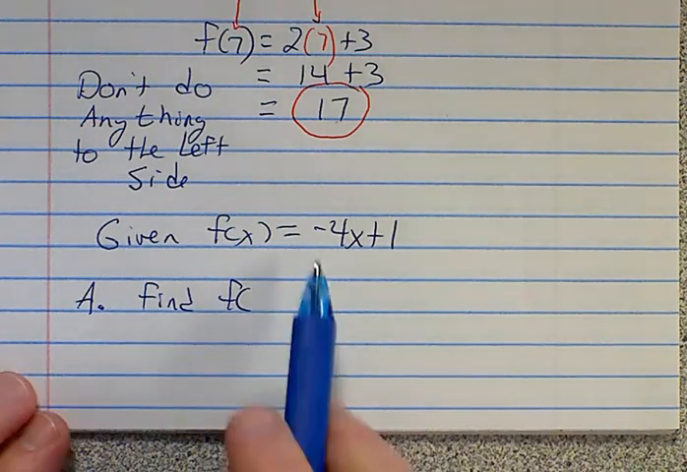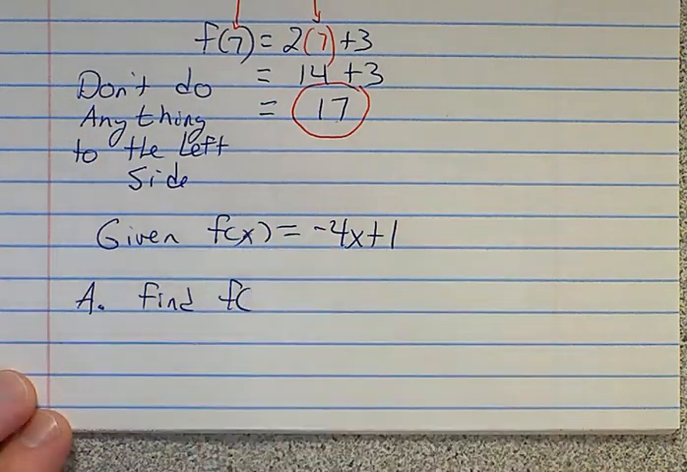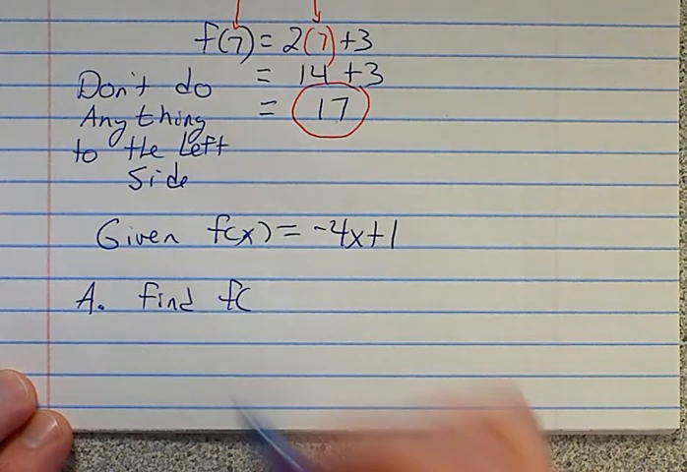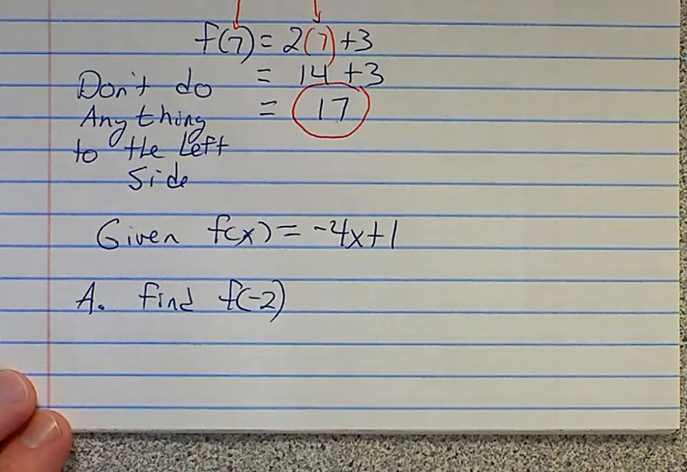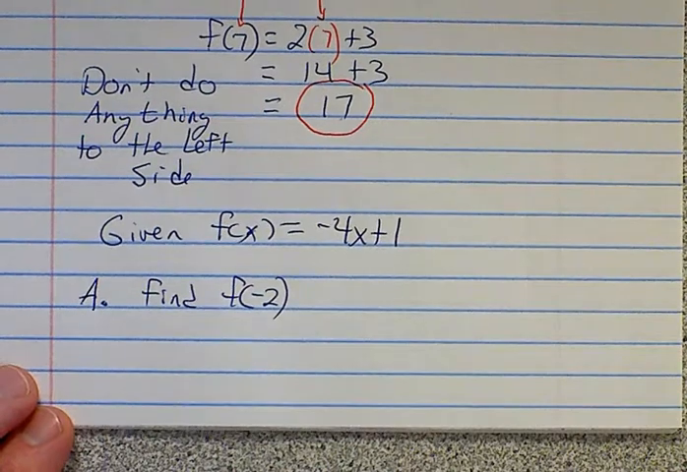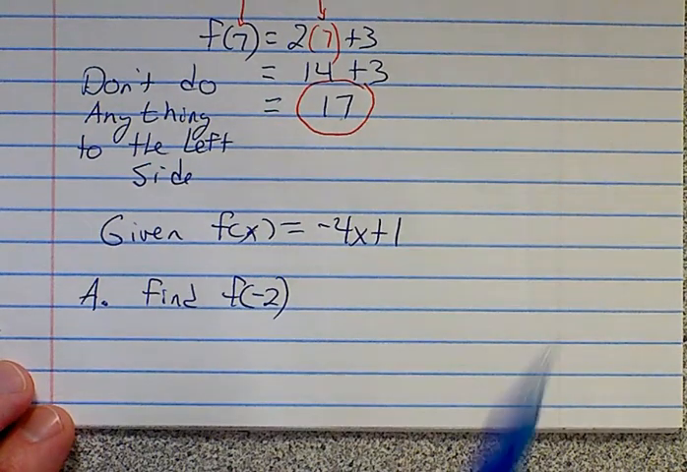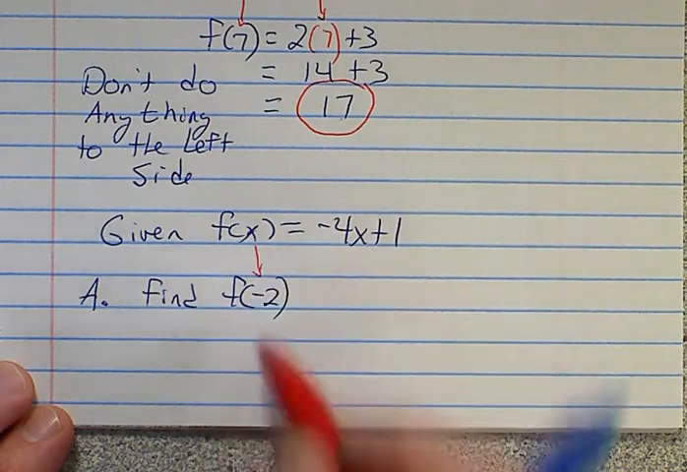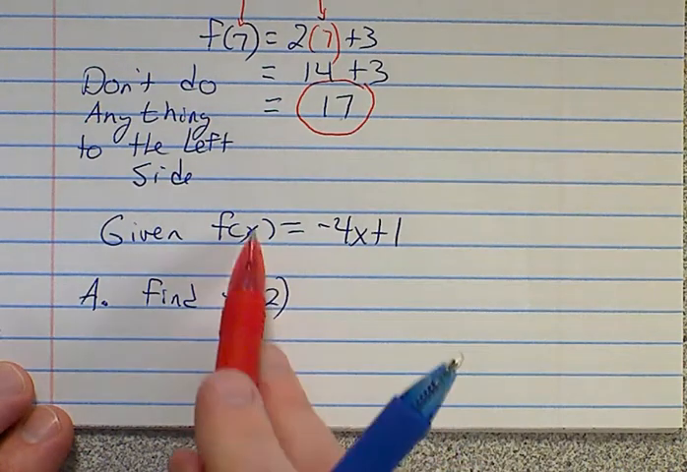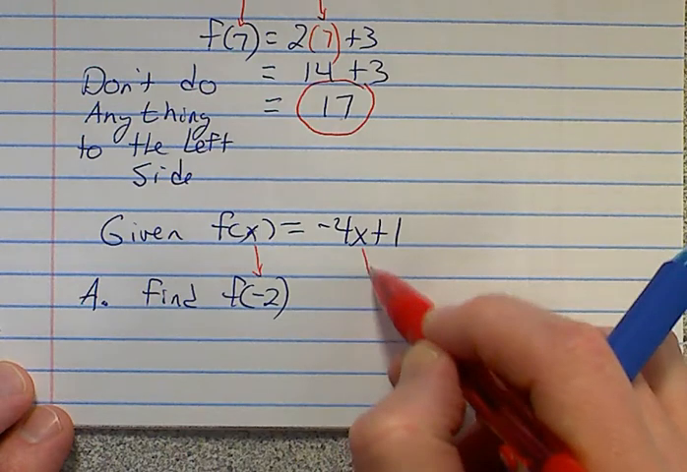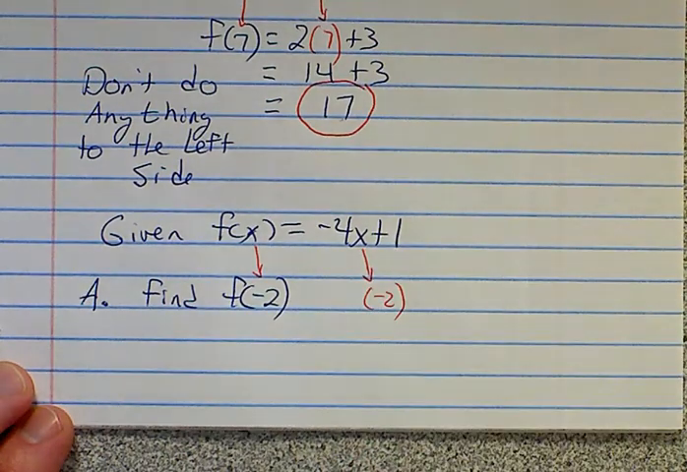Okay, so new function. f of x is negative 4x plus 1. For this one, let's find f of negative 2. All right, and again, if it's underneath here, take out x. We're going to take out the x, replace it with negative 2. So over here, you're going to take out the x and replace it with negative 2.